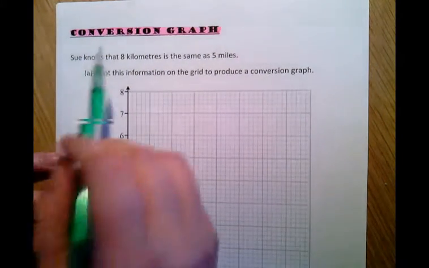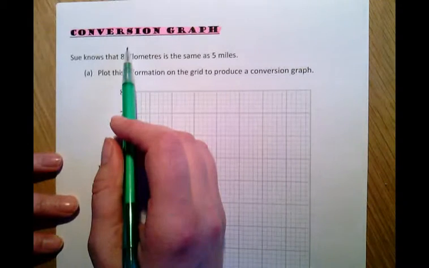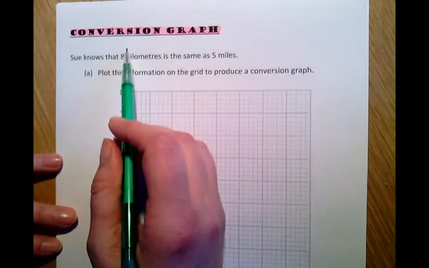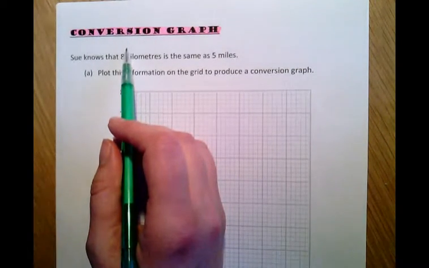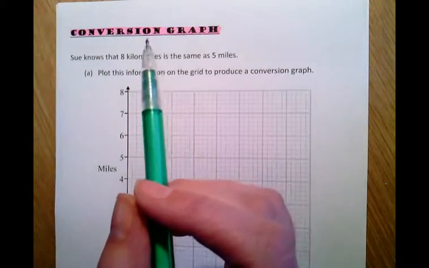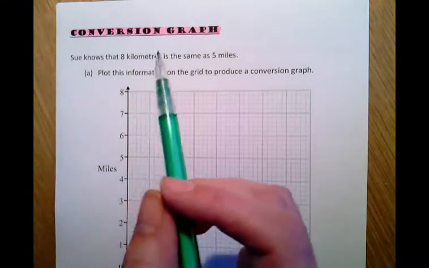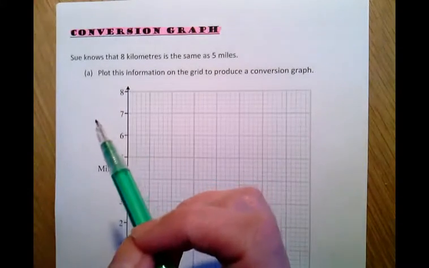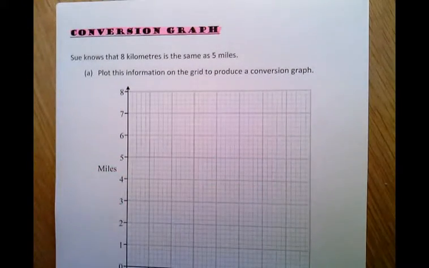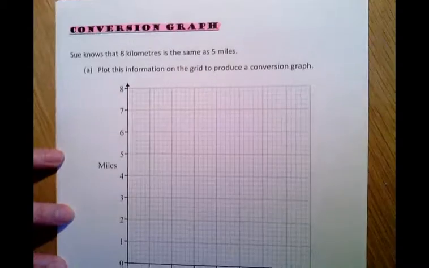So this conversion graph then, conversion graphs are used whenever you want to convert something. So it could be changing kilograms into pounds, or miles into kilometres, or pounds into euros. Anytime you want to convert something, you could use a conversion graph.